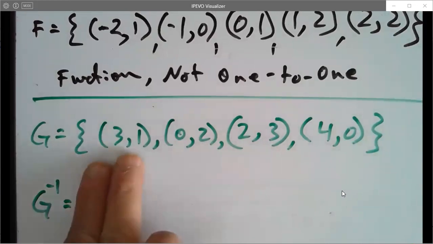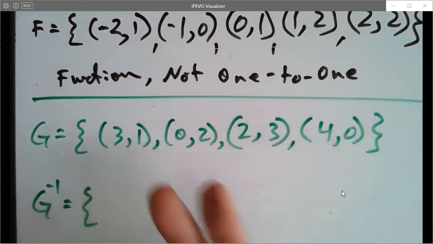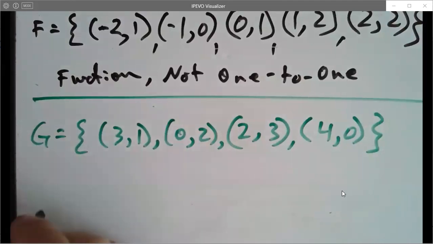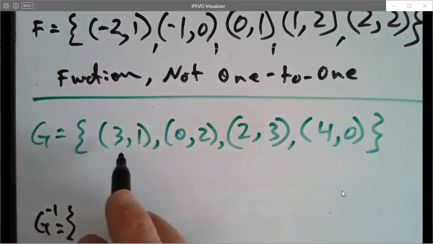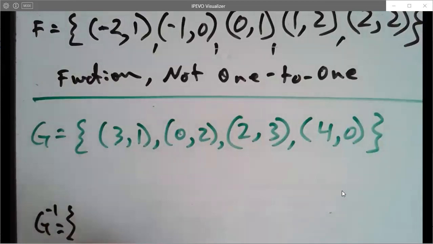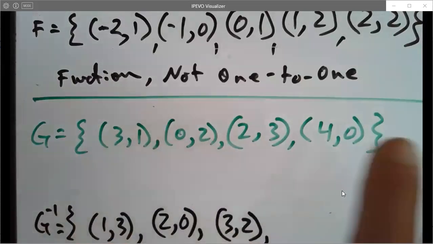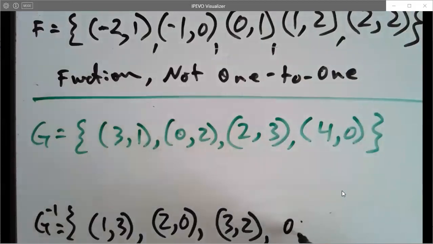So all we do is we take the x and y values and we switch them. Actually, I'm going to do this in black because I want to show you something. All right, so 3, 1, we switch it. Now the inverse is 1, 3. 0, 2, we switch that. The inverse is 2, 0. 2, 3, switch it. It's 3, 2. 4, 0 is 0, 4.